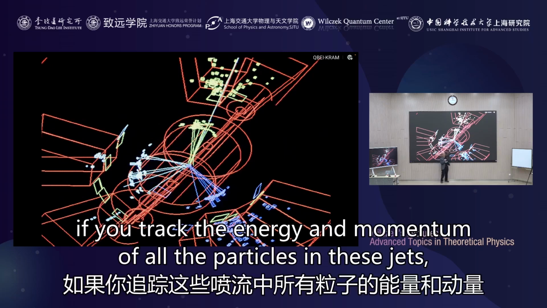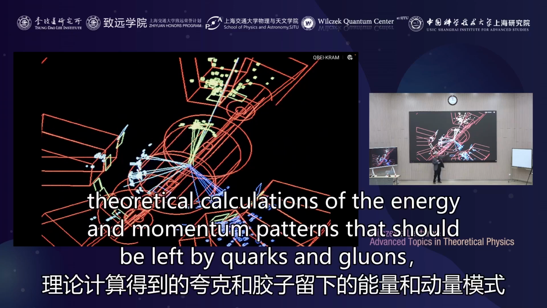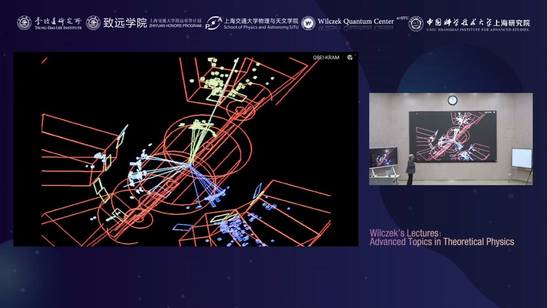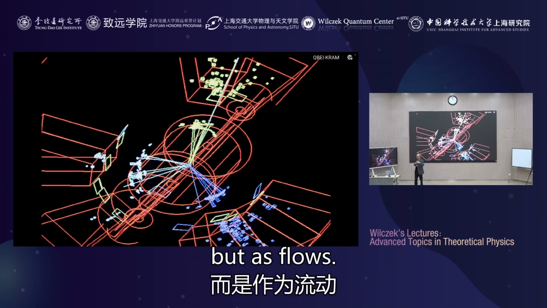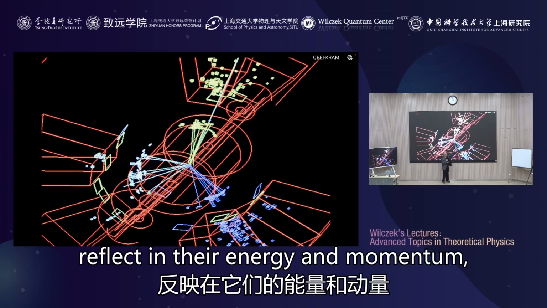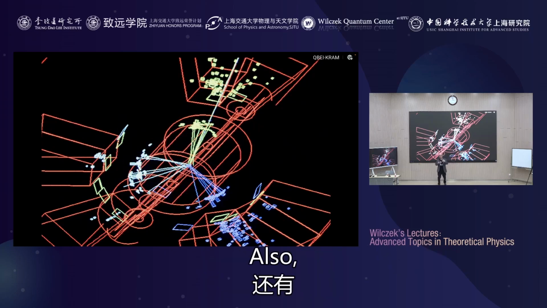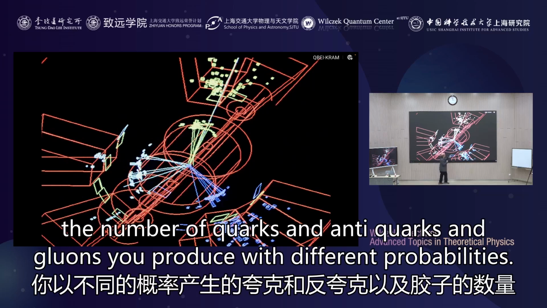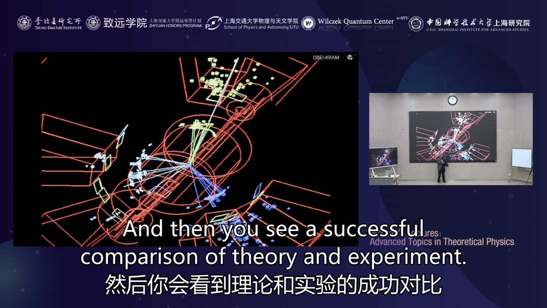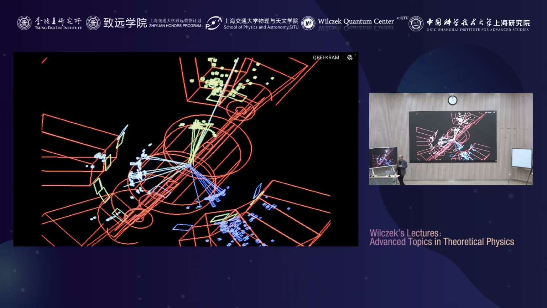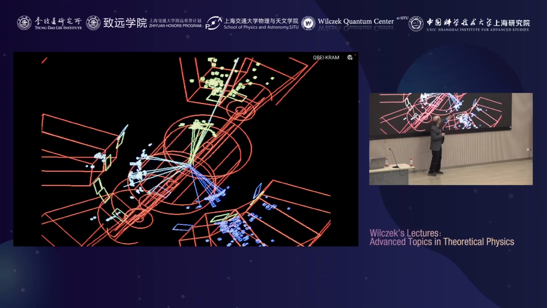However, if you track the energy and momentum of all the particles in these jets, and you compare it to theoretical calculations of the energy and momentum patterns that should be left by quarks and gluons, they match precisely. So in a sense, you are seeing quarks and gluons here, not as individual particles, but as flows. The flows of the actual particles you see reflect in their energy and momentum, their angular distribution, also the number of quarks, antiquarks and gluons you produce with different probabilities. All of those can be calculated based on the reality of quarks and gluons, and then you see a successful comparison of theory and experiment. So in a real sense, you are actually seeing individual quarks and gluons, although you never see them at low energies. You see them in this indirect way.